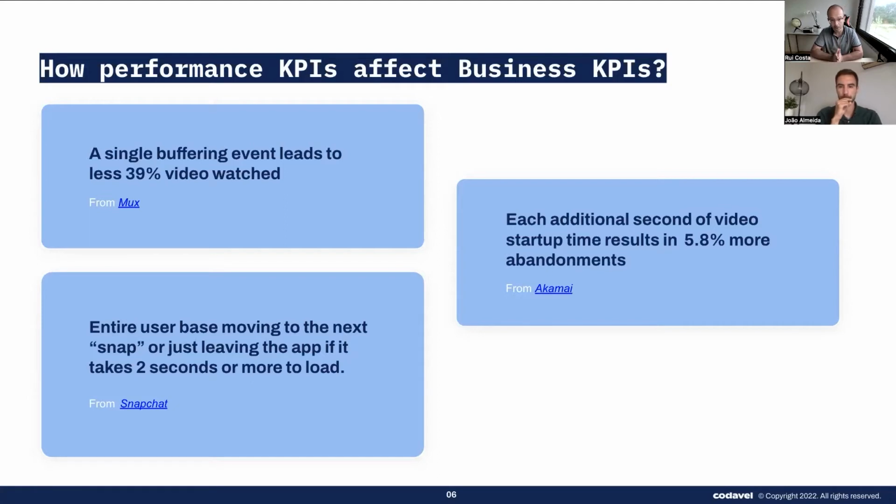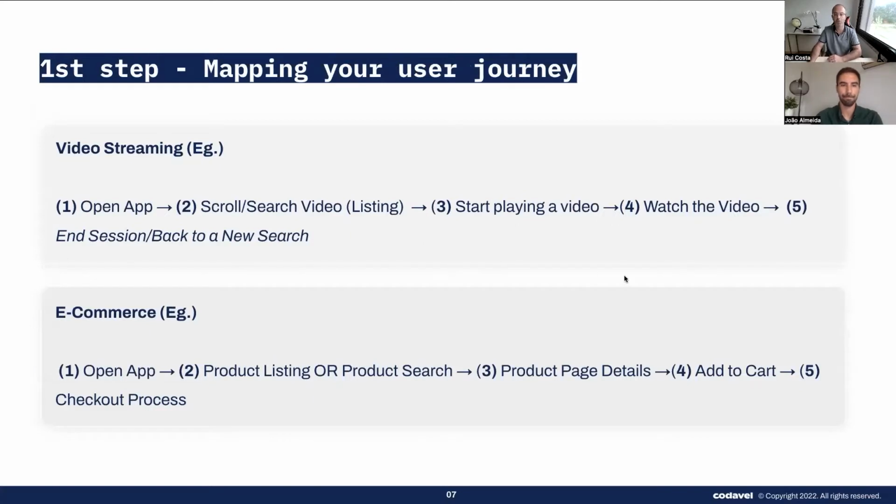So now, João, if you're ready, João will guide us through what these interactivity metrics are, or as we call them, the performance KPIs that matter, and what is the correlation between these performance KPIs and the business outcome that you want to have. So, João, the floor is yours. Thank you, Rui.